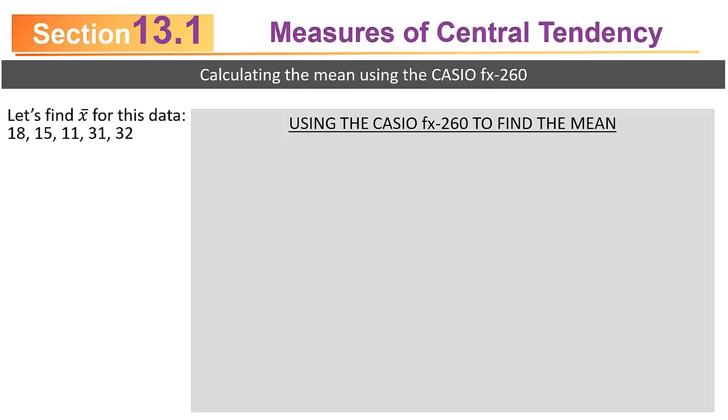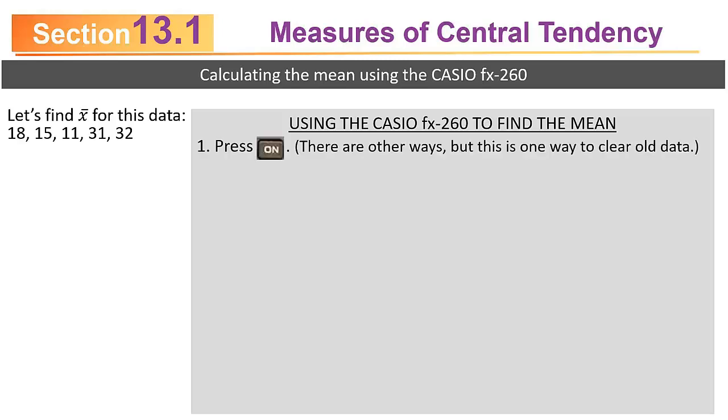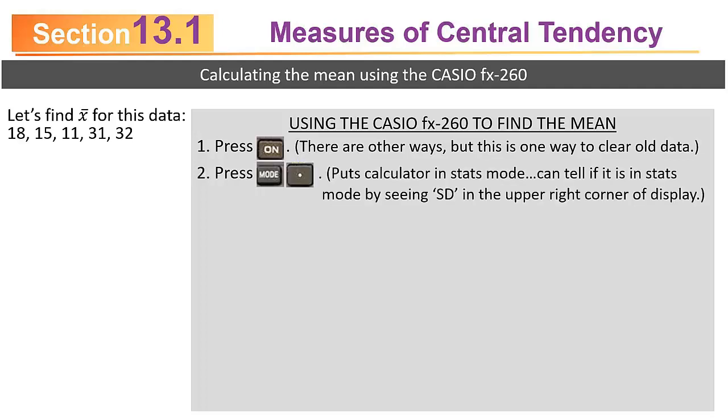Suppose I want to find X bar for the data set 18, 15, 11, 31, 32. What do I do? Step 1, press ON. That wakes the calculator up and it clears out any old data that might be in there. Then you press mode, period. That puts the calculator in stats mode. Always look in the upper right hand corner and make sure that SD popped in there. If it didn't, you're not in stats mode.